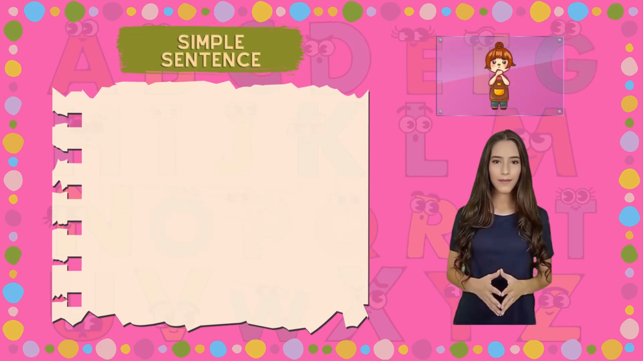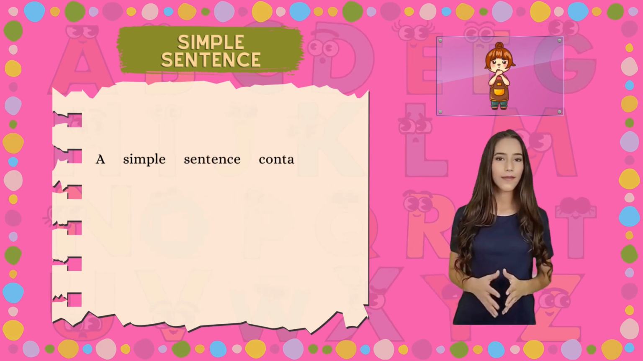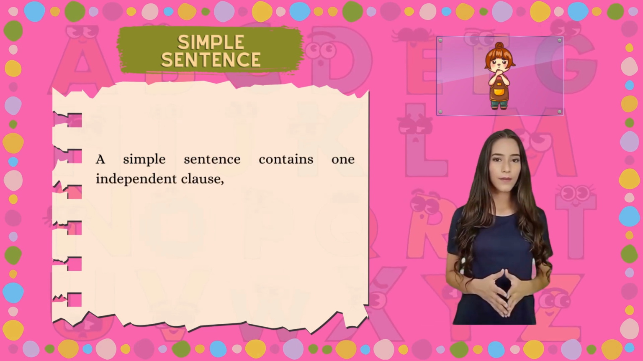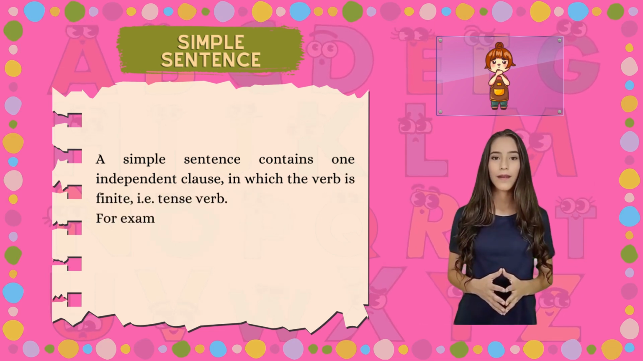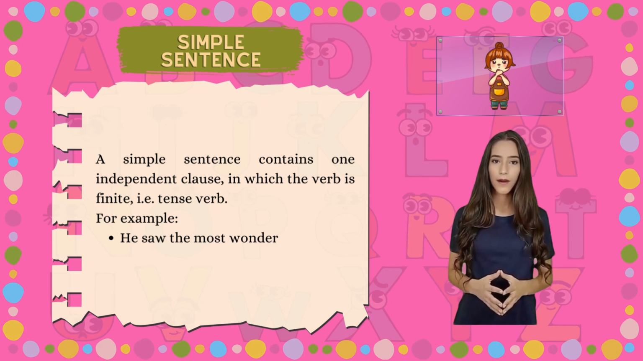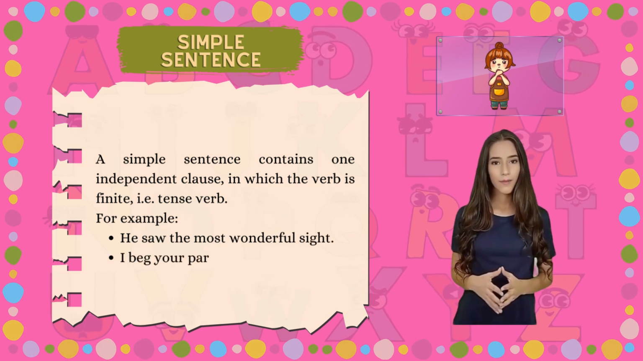Simple sentence. A simple sentence contains one independent clause in which the verb is finite, that is, a tense verb. For example, he saw the most wonderful sight. I beg your pardon.